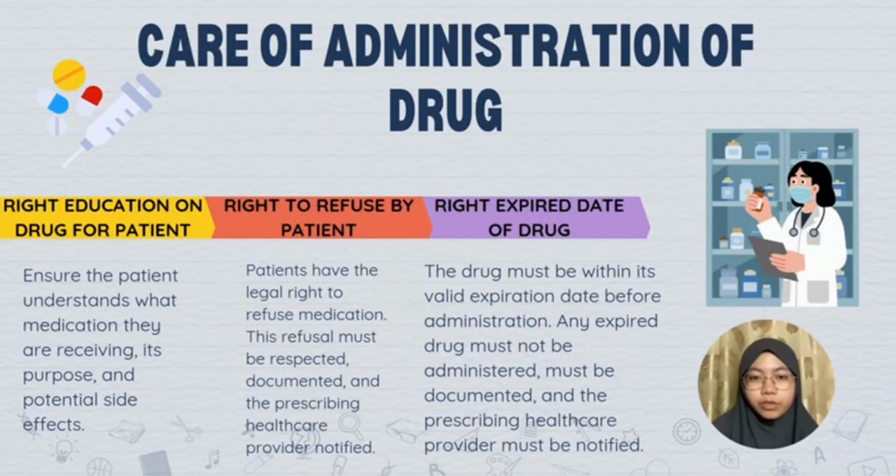Moving on, the right route ensures the medication is administered through the proper route such as oral or intravenous. The right assessment involves checking the patient's allergy, history, and conditions before giving medication. The right documentation requires accurate recording after administration to prevent errors.